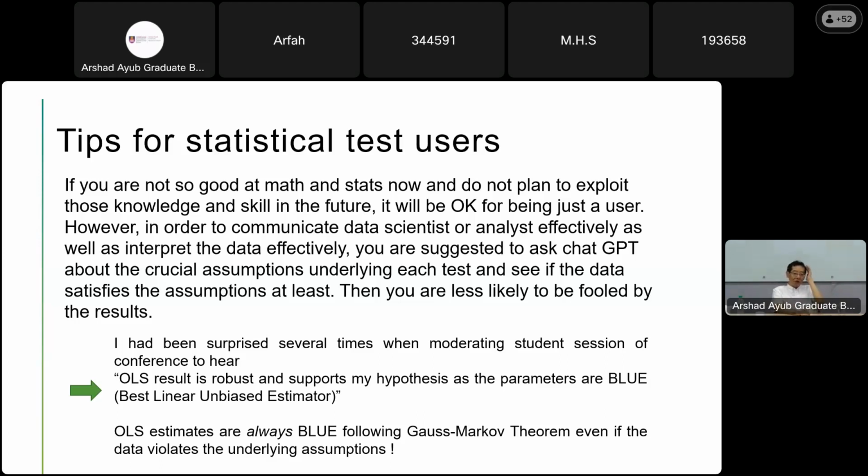However, the minimum threshold for you to be equipped with is the level which helps you communicate with a data scientist or analyst. So my suggestion for you who decided to adopt statistical testing, including OLS, is to ask ChatGPT about the assumptions. Of course, you can read the assumptions in an econometrics textbook, but usually the textbook refers to mathematical formulas. It's okay, you don't need to understand the mathematical expressions. All you have to do is ask ChatGPT, and see if your data satisfy the assumptions. That's enough.